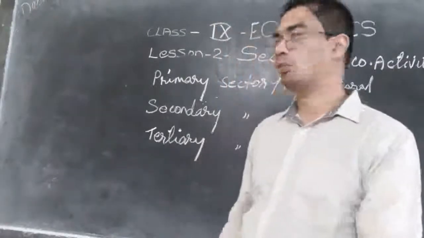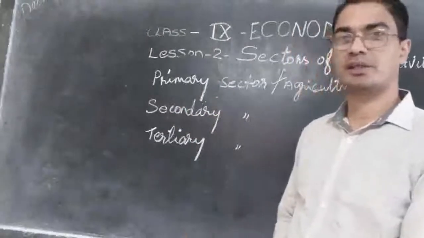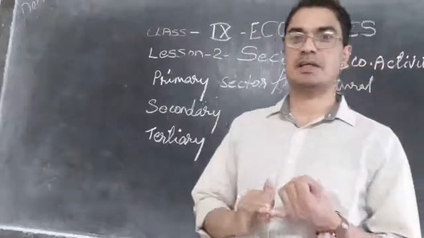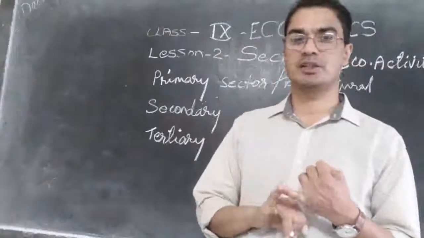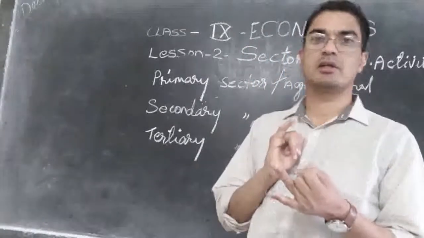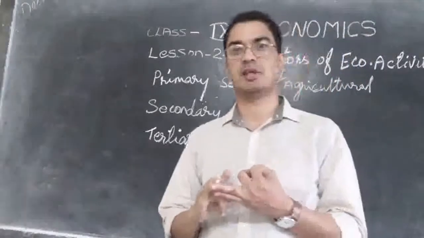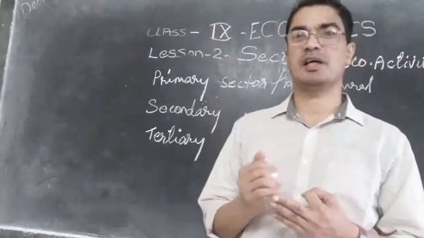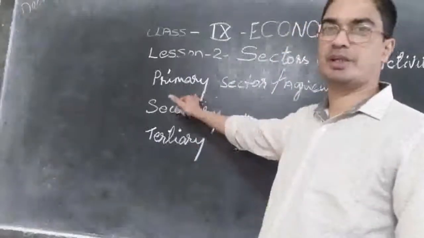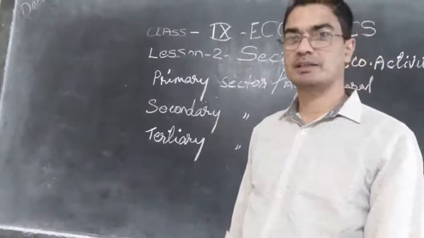Now let us see one by one. I hope you understood what is primary sector. I will say once again, all the activities that are done on the land, like cultivation, all kinds of cultivation, then the animal husbandry, growing of animals, then the mining activities, all that will be under this primary sector. So that is the first sector, the primary sector.